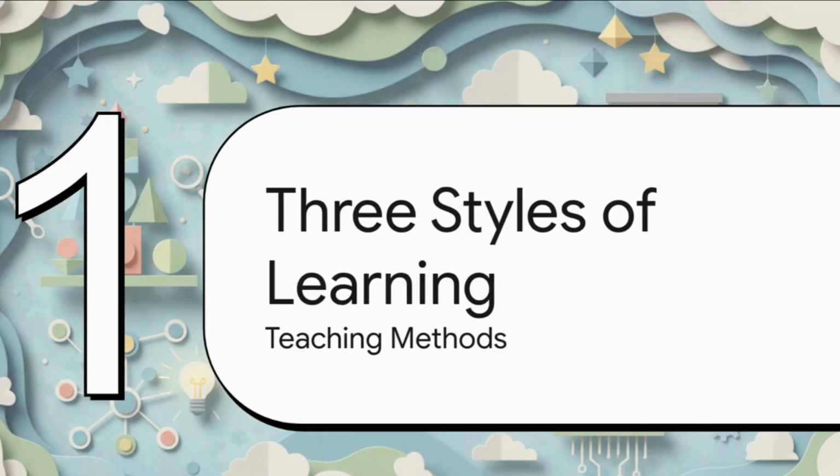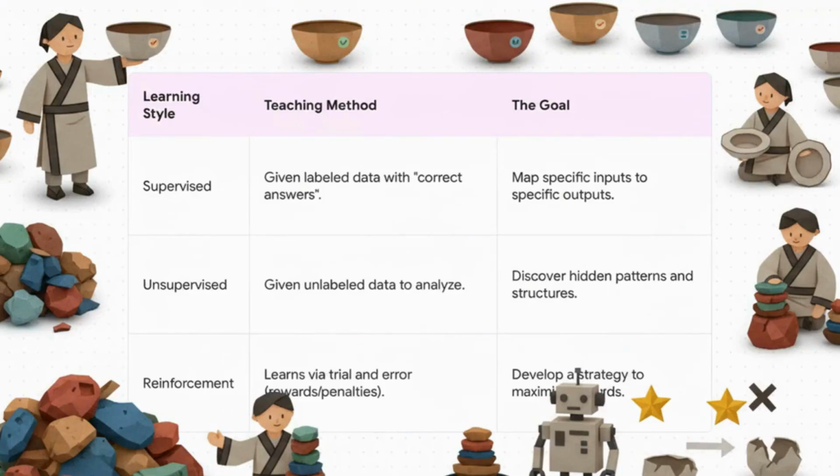All right, so now that we get how an AI adjusts itself, let's talk about the different ways it can actually be taught. Because not every apprentice learns the same way, right? There are a few different teaching methods or styles of learning for an AI. First up, you've got supervised learning. This is like the master showing the apprentice a picture of a perfect bowl and saying, make this. The AI gets data where all the correct answers are already labeled.